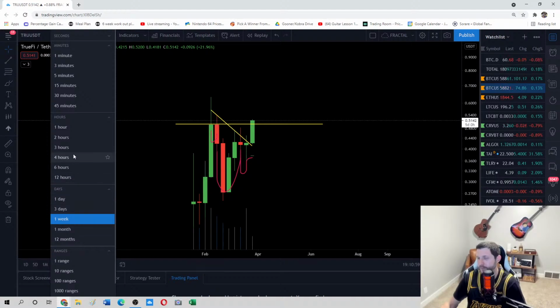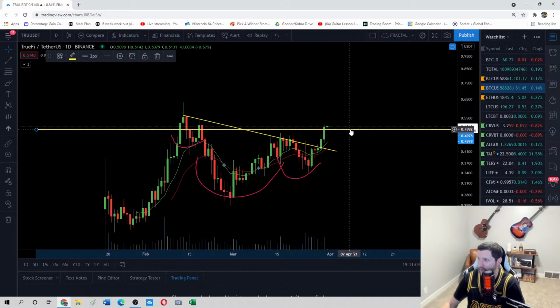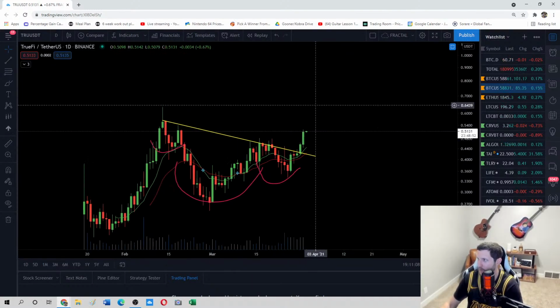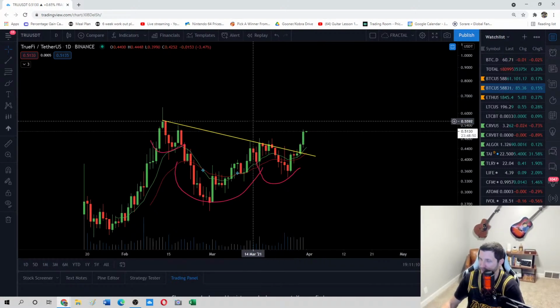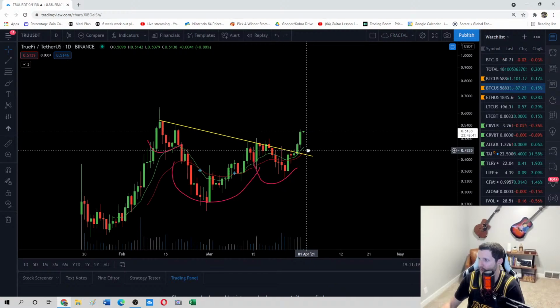I'm the type of person that I just like my targets. Like I know where it's going to go from my pattern breakout. It's very likely at this point that it's going to go to around 60 cents. So for me personally, I just like taking profit because I have a guaranteed 50% there if it reaches my measured target, which it's looking very likely at this point.